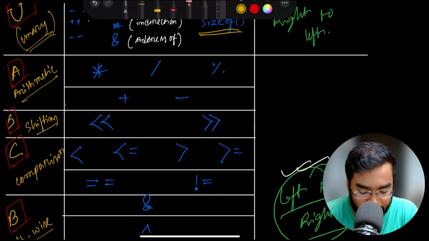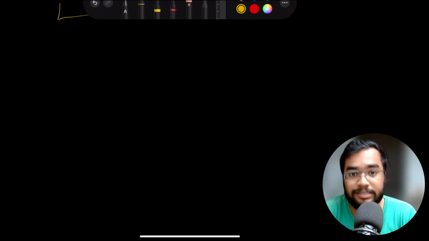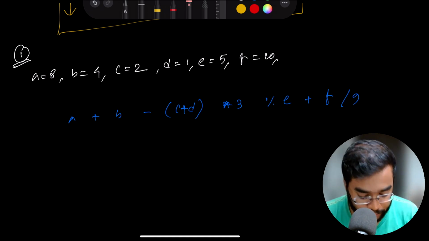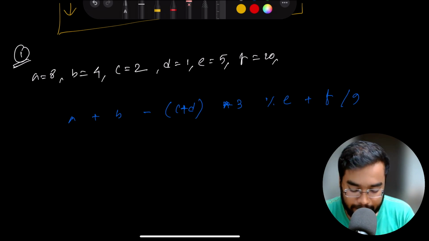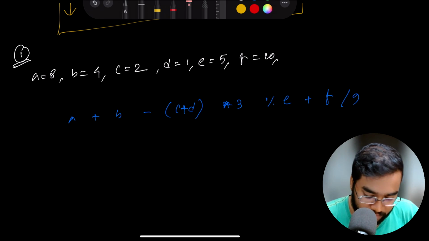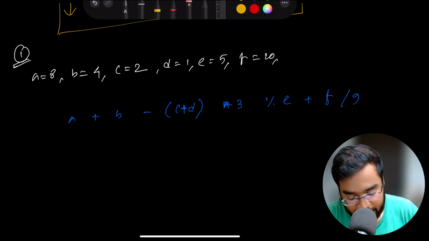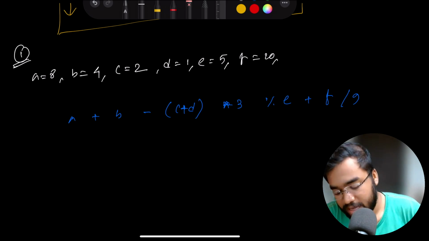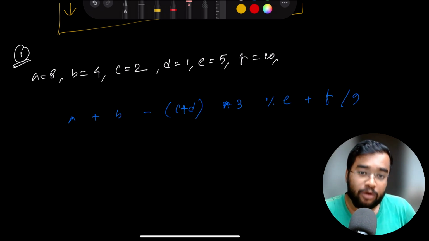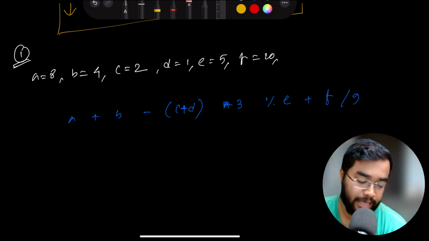That's the chart. And now let's talk about some examples. So here there is the first question: A equal to 8, B equal to 4, C equal to 2, D equal to 1, E equal to 5, and F equal to 20. And now here this is the expression which you need to evaluate, and you have to say the answer. Okay. Now there are various operators, as we can see: plus, minus, plus, asterisk, modulus, plus, and division. So all the operators are arithmetic, under A.